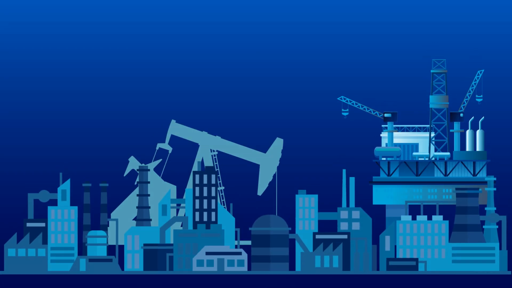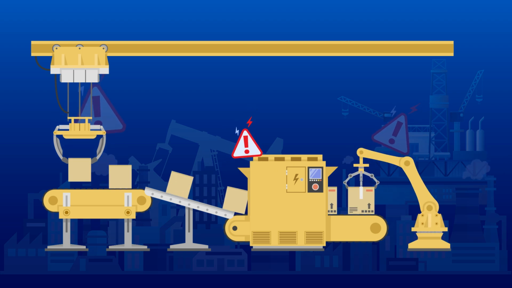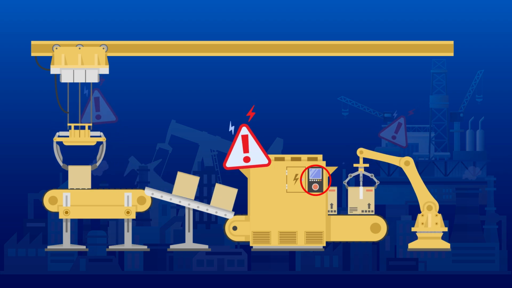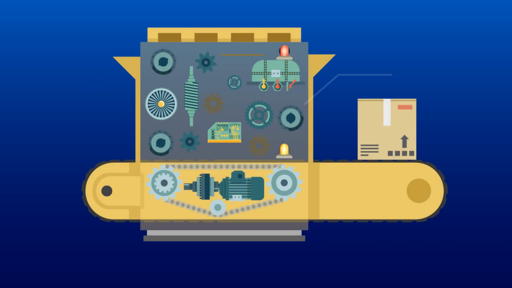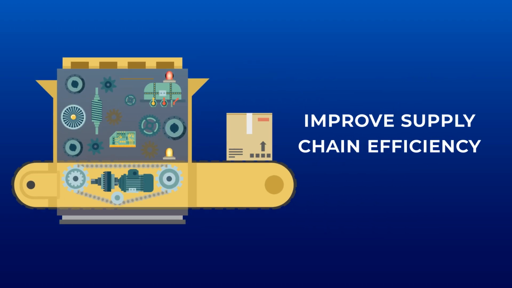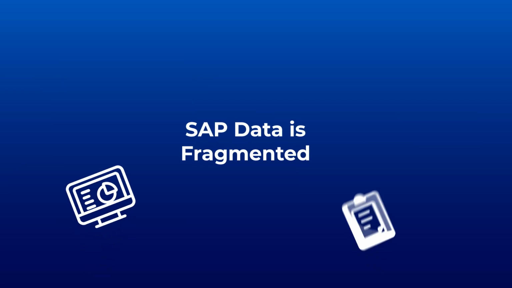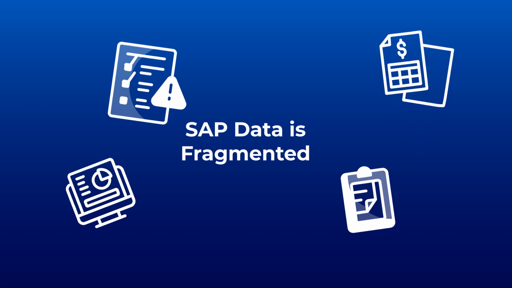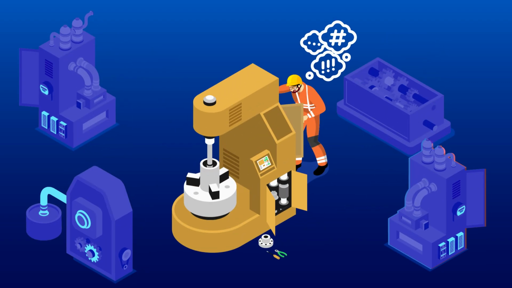In asset-intensive industries, it's not just the big machines, but it's often subcomponents that bring operations to a halt. Subcomponent analysis helps you get to the real root causes behind recurring issues and improve supply chain efficiency. But when SAP data is fragmented, root causes stay buried. Without the right tools, it's just guesswork.